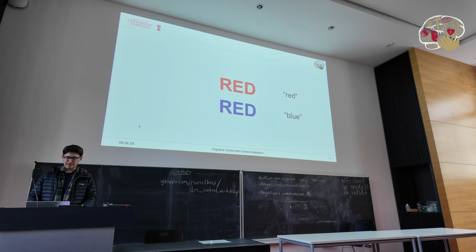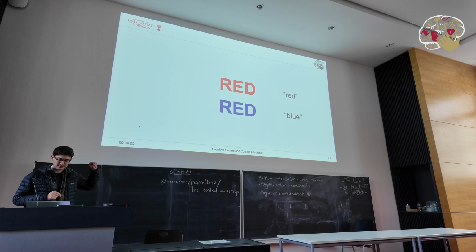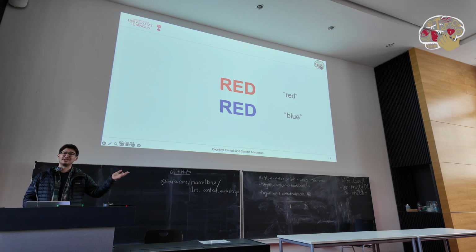So what I would like you to do is I'll show you a word on the screen, and I would ask you to say out loud the color of the font. So if you see a word like this, you would say red. If you see a word like this, you would say blue, so ignoring the meaning of the word. Yeah, just say it out loud. Ready? Okay.